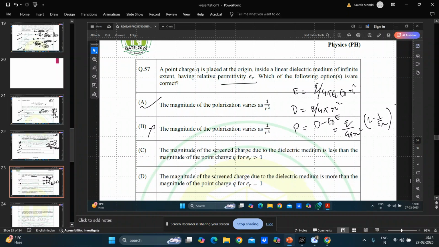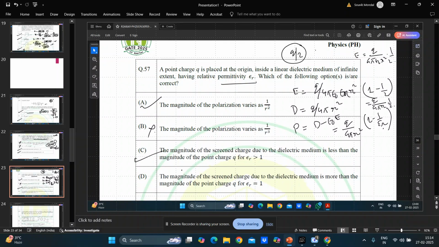So if epsilon r is greater than 1, say epsilon r is 2, then your polarization is q by 4 pi r square into 1 by 2, right? And the electric field is also q by 4 pi epsilon naught r square into 1 by 2. So the effective charge is behaving like q by 2, right? So it is screened by some amount. So this option is correct.